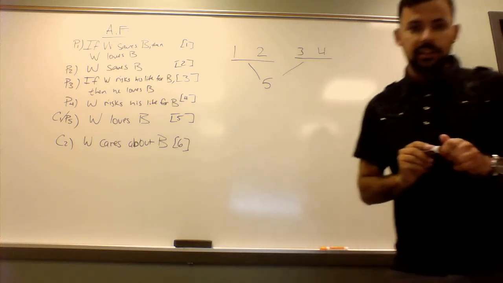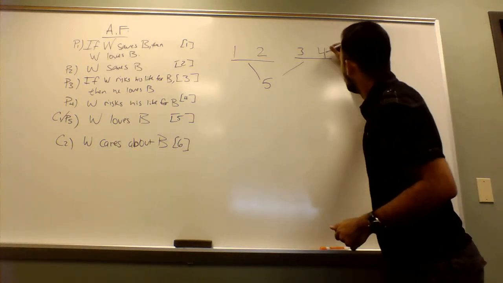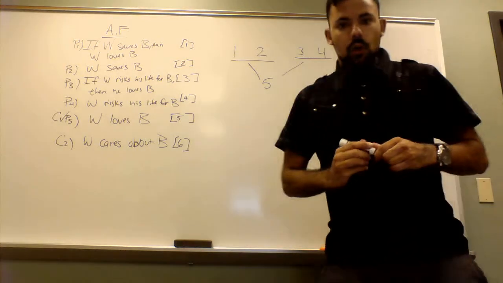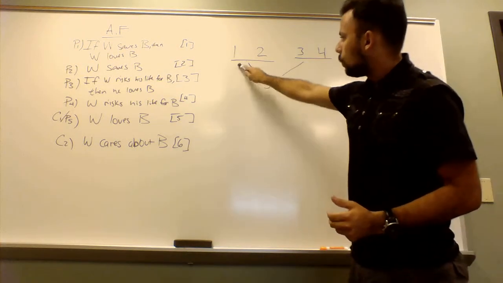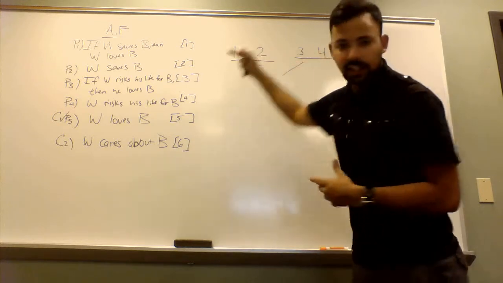Now, here's an interesting point. Let me make sure that looks like a 4. Okay. Why is it the case that 1, 2, 3, and 4 are not all linked together?